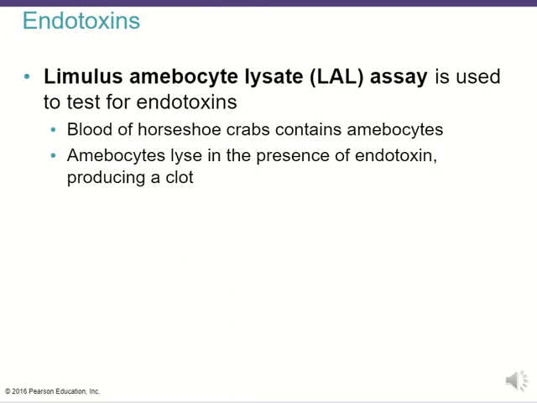Now, another aspect of endotoxins is the limulus amoebocyte lysate assay, which is a way of measuring endotoxins or testing for their presence. For example, the blood of a horseshoe crab contains amoebocytes. Those amoebocytes lyse in the presence of a particular endotoxin, producing a clot, which shows the presence of those original amoebocytes.